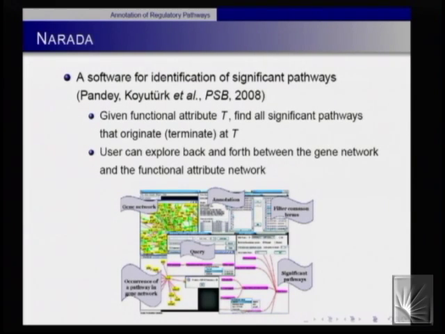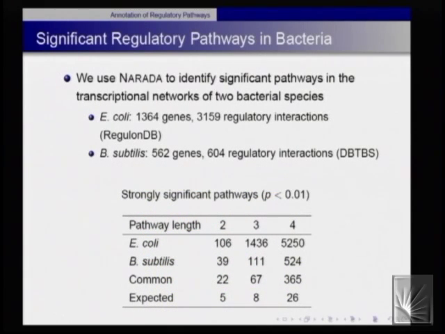He implemented this software where the biologist can specify a functional attribute, a process, for example, and then query for significant paths that originate from that process, and so on and so forth. And then once the software returns the significant pathways, the biologist can go back to the gene network and explore the occurrences of those paths, etc.